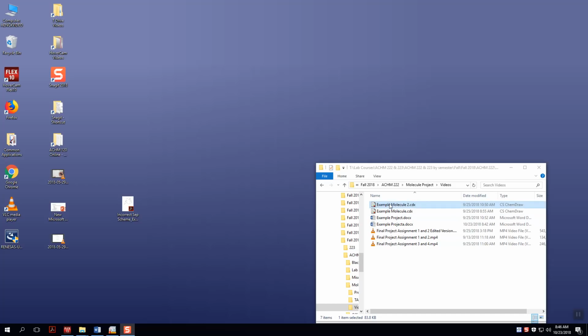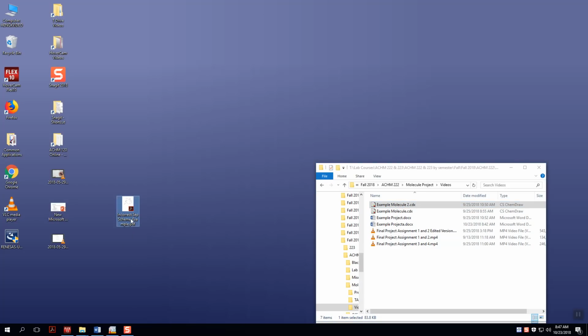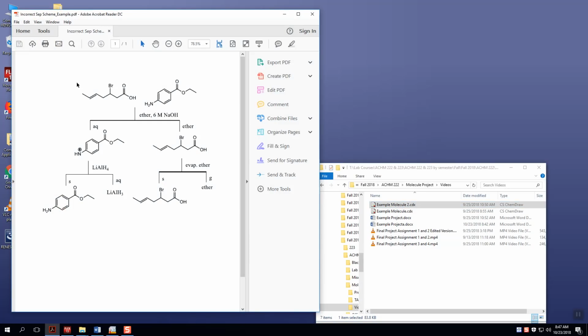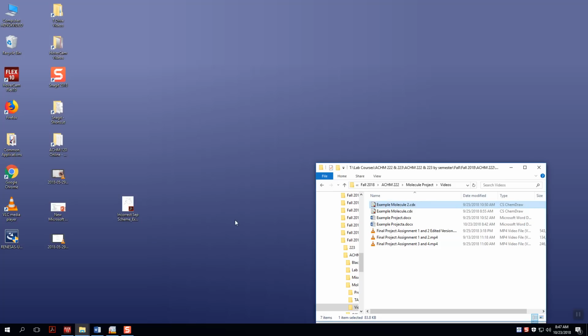There are a couple things I've already done. First of all, I've opened my previous work that I used before in Chem Sketch. I have also downloaded my mechanism, or excuse me, my incorrect separation scheme, which is a PDF available on Blackboard. You can just download that and put it on your desktop.